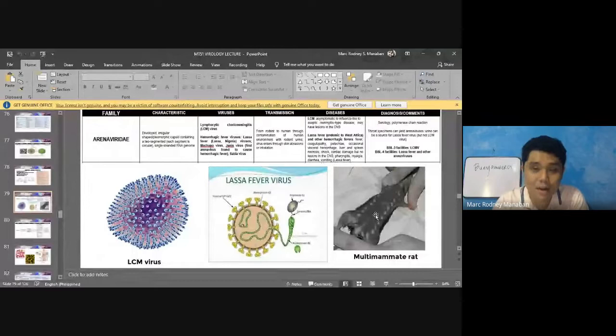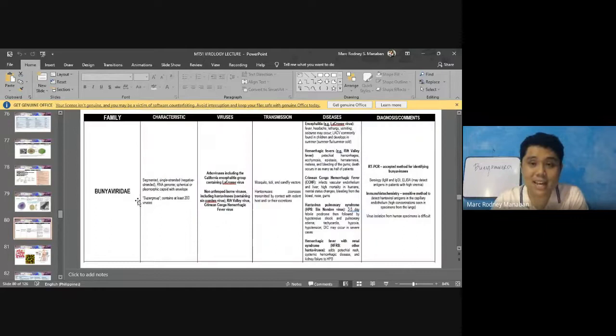The multimammate rat has many mammary glands, many nipples for its babies. It's more than 12. That's for the reservoir or the host of your Arenaviridae. But for Bunyaviridae, it's the deer mouse, especially for the hantaviruses.